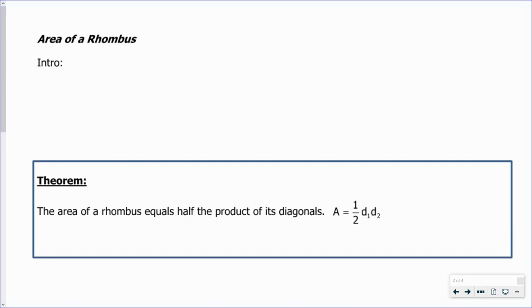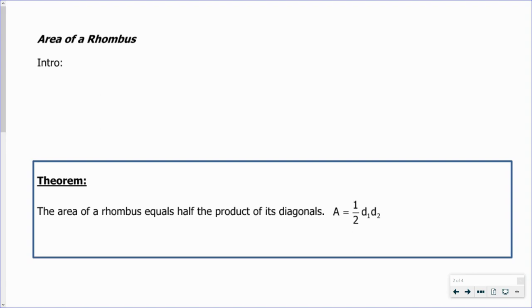Okay, so this is the final video of this series. Up to this point, we've talked about how to find the areas of rectangles, of squares, of parallelograms, and of triangles. Now we are going to focus our attention on rhombuses.